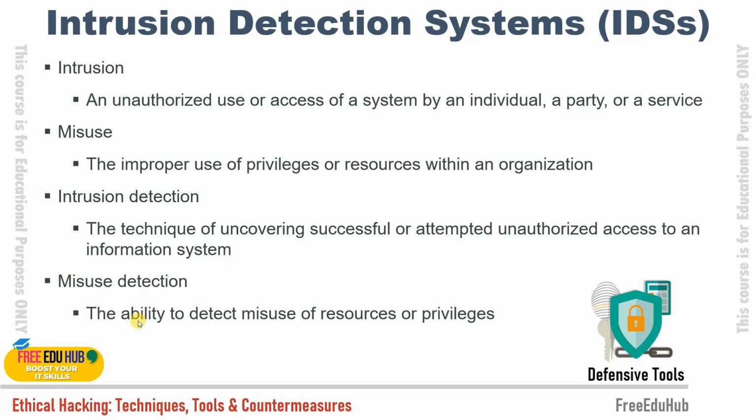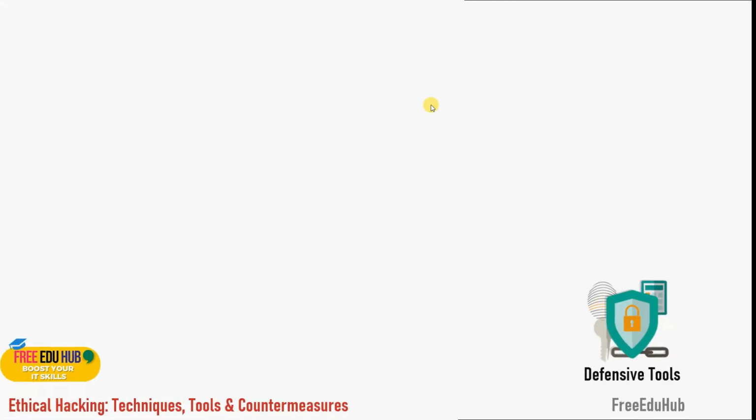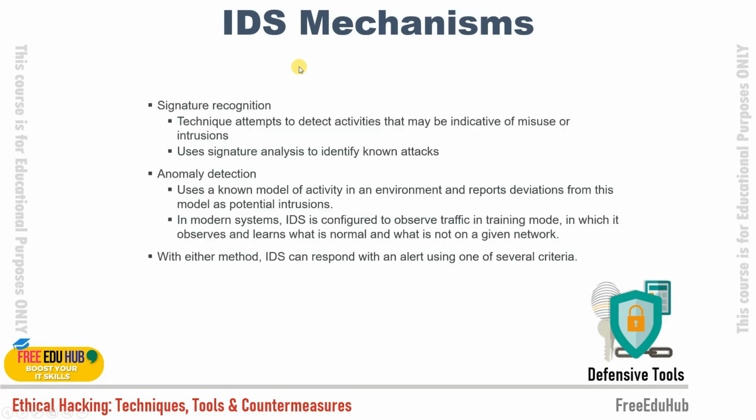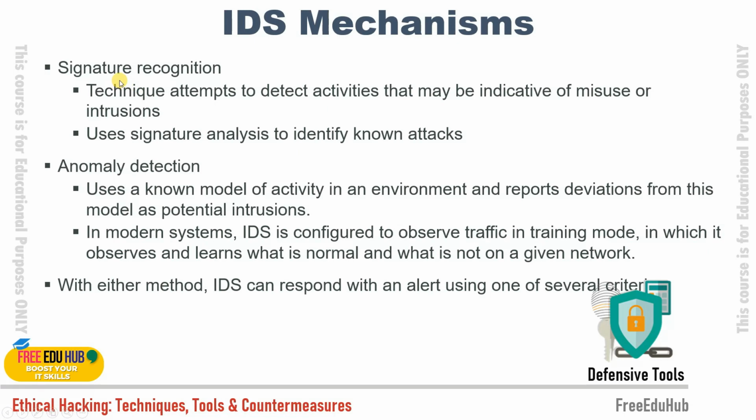Misuse detection is the ability to detect misuse of the resources and the privileges. So if someone is misusing the resources or the privileges which are granted to that individual, intrusion detection systems are capable of detecting that as well. Now we'll see different mechanisms of intrusion detection systems. For example, we have signature recognition and anomaly detection, and both of them have their own advantages and disadvantages and their own way of identifying things.